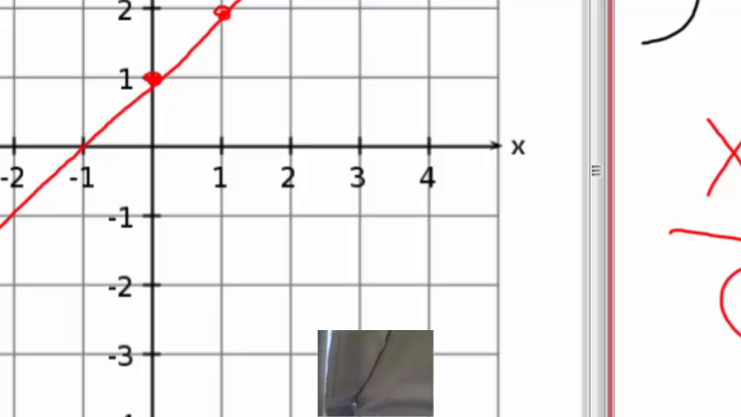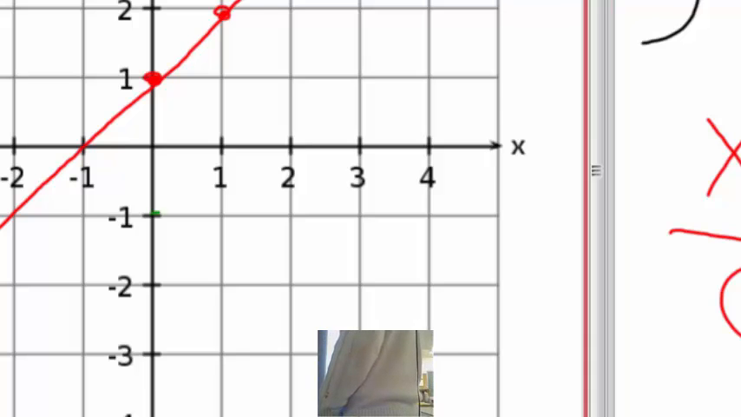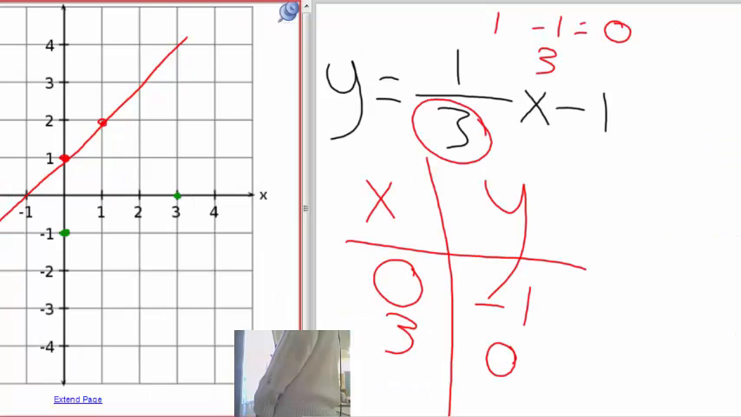0, minus 1 is right here. And 3, 0 is right here. And now my line is like that.